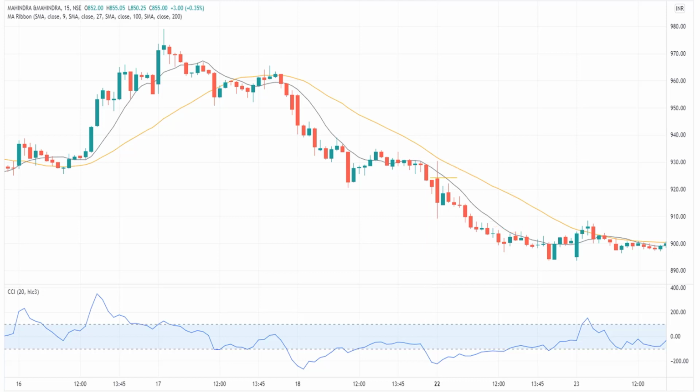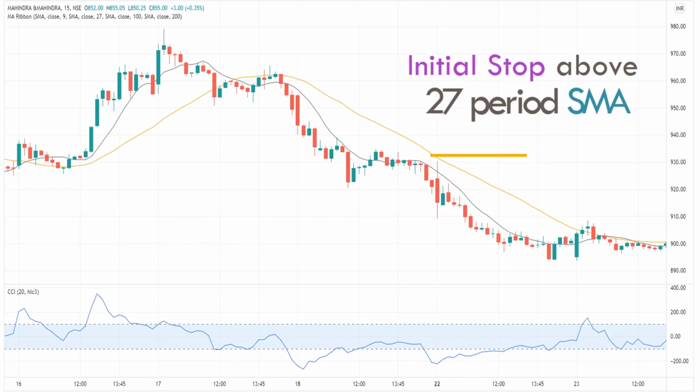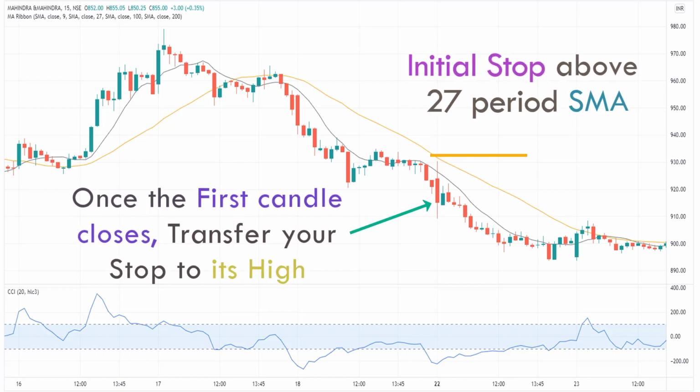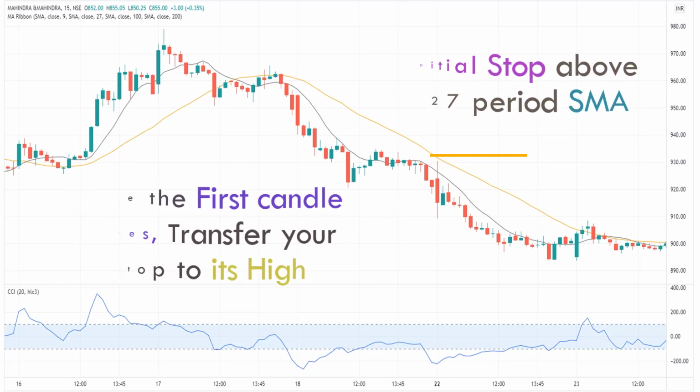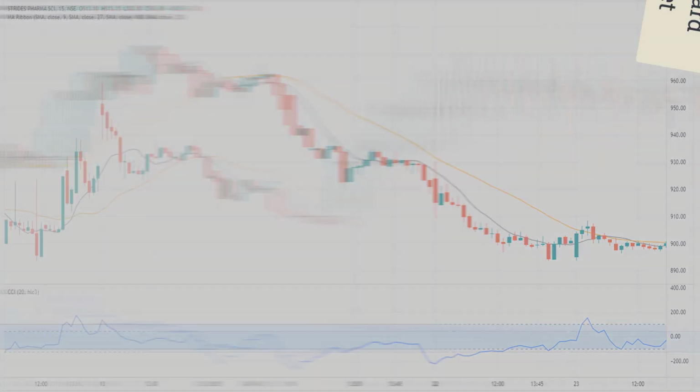And here you can enter short upon next day's open and place your stop loss just above the 27-period moving average. And once this candle ends, you can transfer your stop loss to its high. And for the target, you can use 1:1.5 or 1:2 risk reward as your targets.